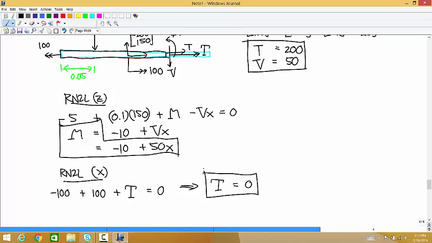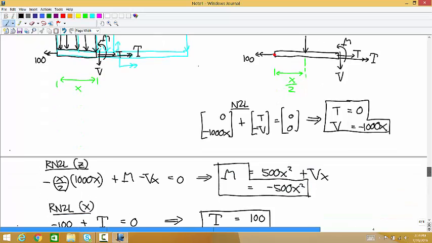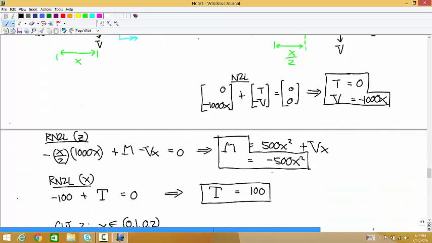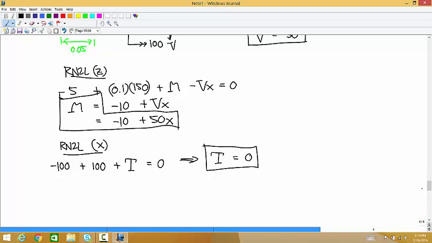And now you can do all those checks to make sure that you didn't make any dumb mistakes that you can find easily. dM/dx is equal to V, so that's good on the second half. On the first half, dM/dx is equal to V, so that one works. Then check that dV/dx equals negative q.